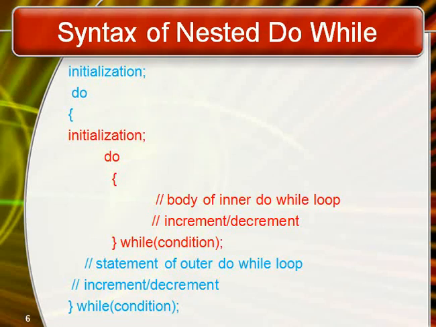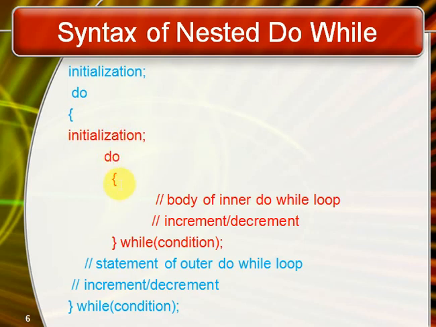Now we discuss the syntax of nested do-while loop. It starts with initialization of the loop control variable associated with the outer do-while loop. The outer do-while loop starts with the keyword do followed by an opening curly bracket. Then comes initialization of the loop control variable for the inner do-while loop, starting off the do-while loop with the keyword do.